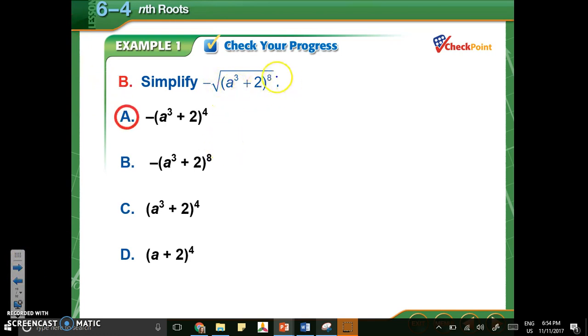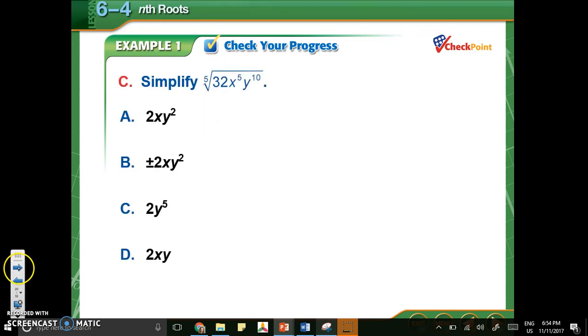You're taking the square root of something to the 8th, which is going to be that something to the 4th, and then the negative is what they ask you for. They want the opposite of the principal root. And part C, a 5th root. All right, your answer here is 2.